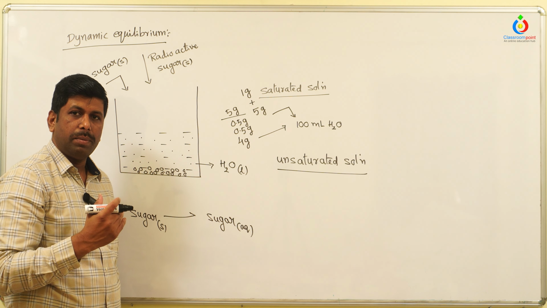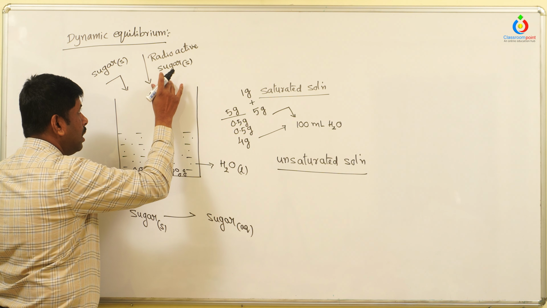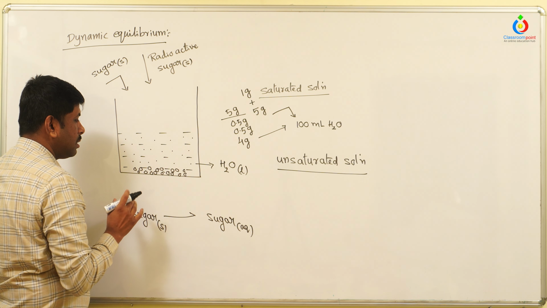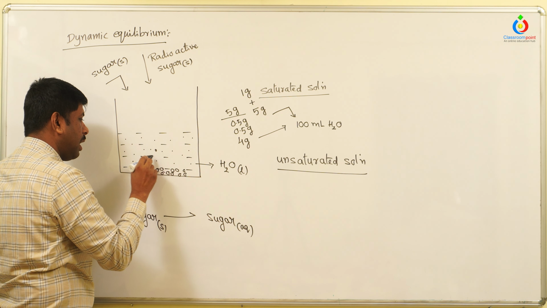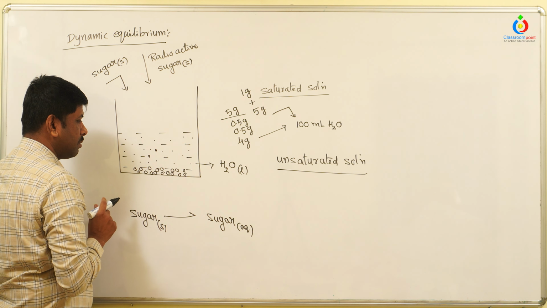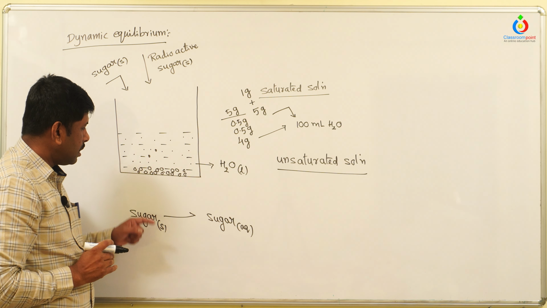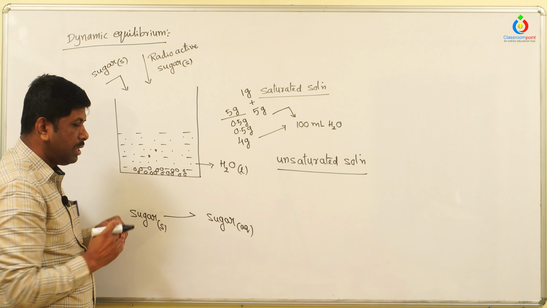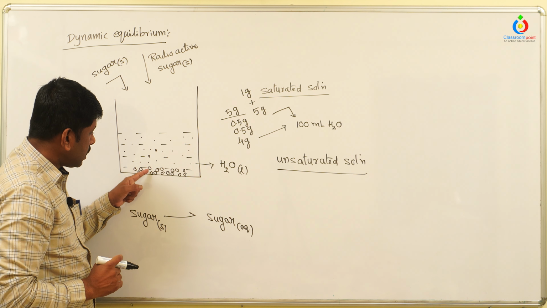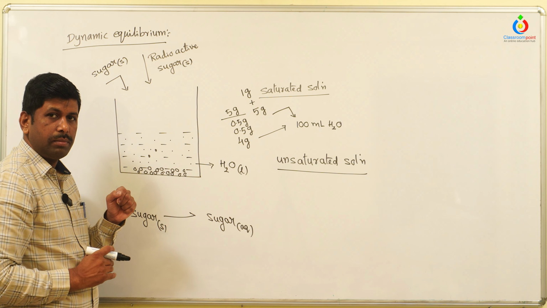But practically it was observed that after some time, these yellow colored radioactive sugar particles appeared in both liquid as well as solid state. So how could this happen? This is happening because radioactive sugar particles, even after the solution reaches the saturated stage, start dissolving into the solution.